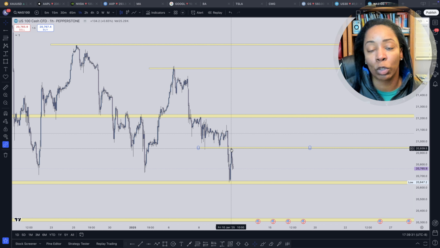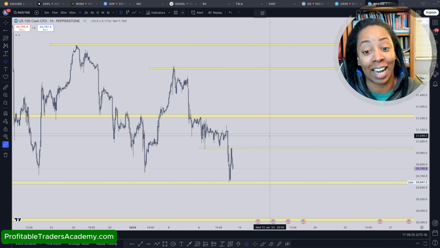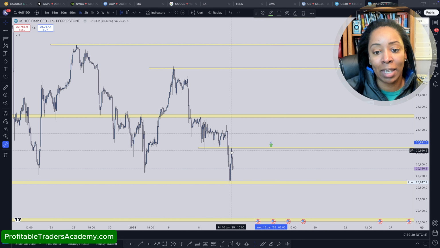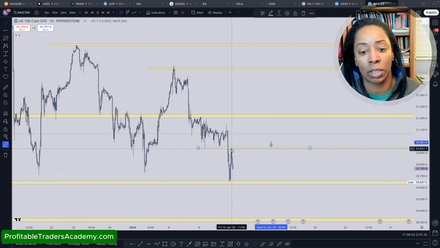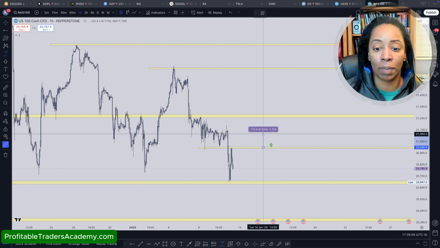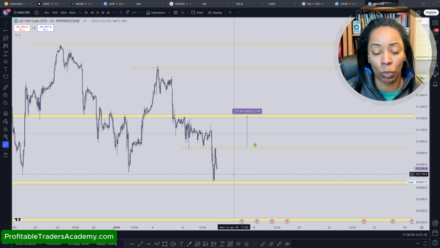So now that we've created a resistance here, one of the trading ideas that I have is for buys above this level. That's mainly because this will be a break of structure. This will be a break of a previous resistance that turned into support if we're above this line. I would want to have buys from here up to 21,220 roughly. So that's a nice range.